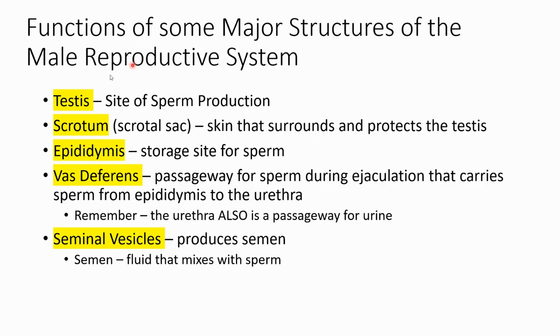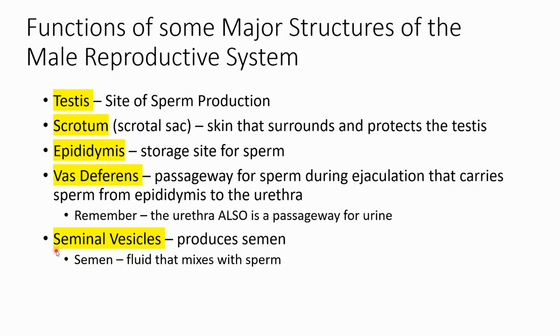The functions of major structures. So again, if you're not sure where these structures are, go back to that first slide where all the structures are listed. You do need to know the functions of these specific structures. So the testes, that is the site of sperm production. The scrotum or the scrotal sac, that is the skin that surrounds and protects the testes. The epididymis, this is the part that is the storage site for sperm. Vas deferens, a passageway for sperm during ejaculation that carries the sperm from the epididymis to the urethra. The urethra is also a passageway for urine, so that will carry both reproductive and urinary fluids.